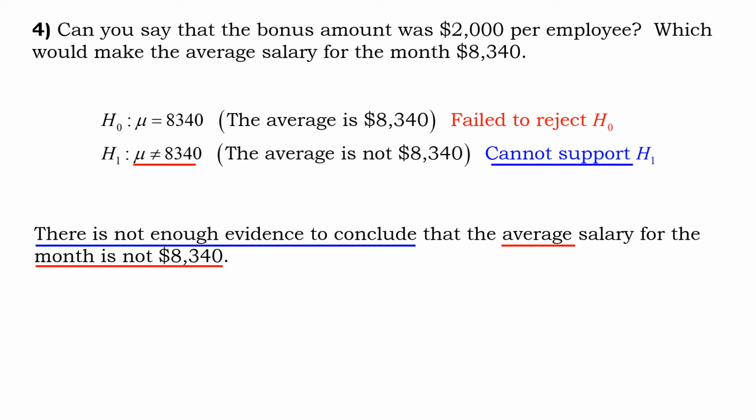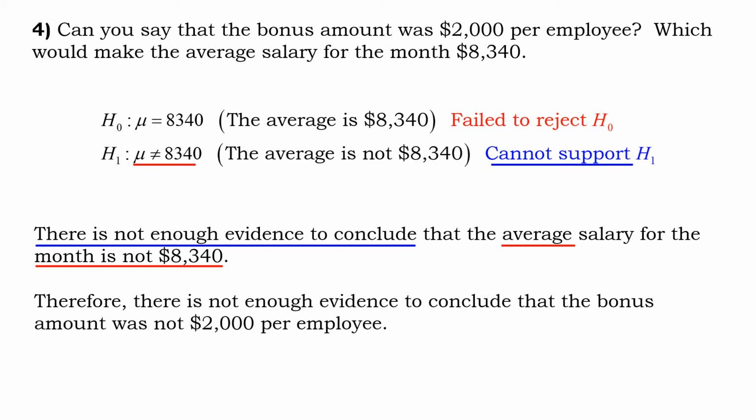Now, again, I'm not done, because they didn't ask me about the average salary this month. They asked me about the bonus, right? So, if I'm unable to say that the average is not $8,340, that means I'm also unable to say, because I don't have enough evidence, that the bonus amount was not $2,000 per employee. So, once I determined what I could or could not say about the average, that told me what I could or could not say about the bonus.